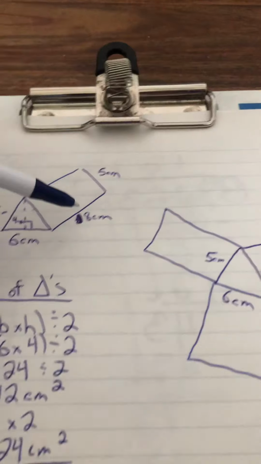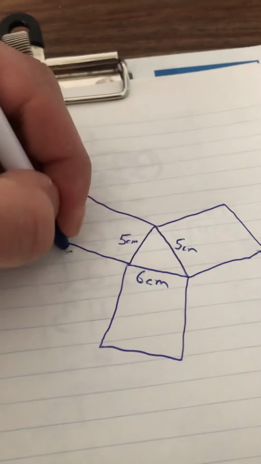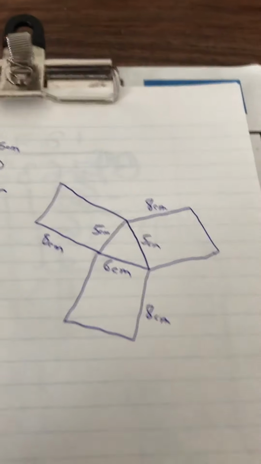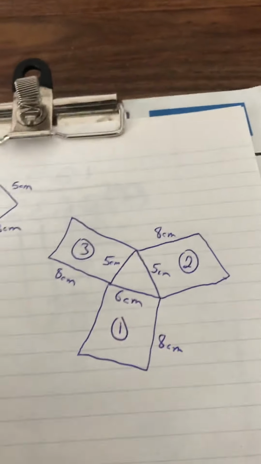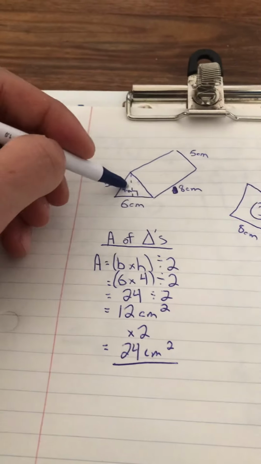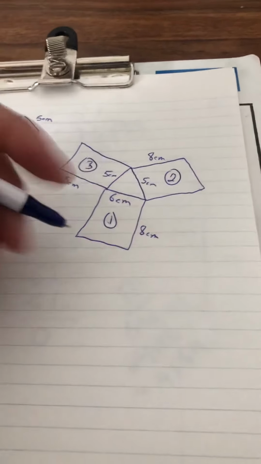So the length of all the rectangles is going to be 8 centimeters. So this is 8 centimeters, this is 8 centimeters, and this is 8 centimeters. So now I can see I have 1, 2, 3 rectangles. I have to find the areas for them. I've already found the areas for my 2 triangles. Now I'm focused on the rectangles. So 2 triangles plus 1, 2, 3 rectangles is 5 faces. So the surface area is the sum of all the faces. The reason why I put 1, 2, and 3 here is so I can label them when I do my formula.